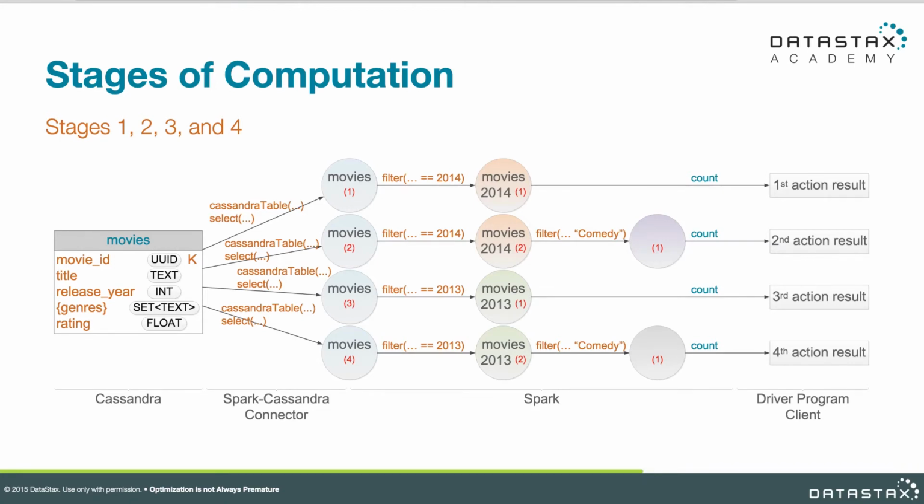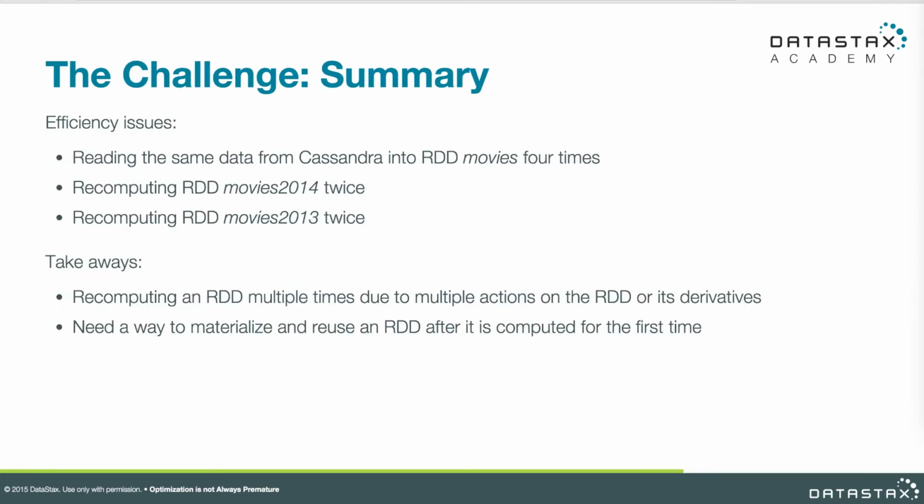That's a lot of redundant work. The key takeaway here is that we're recomputing a couple of RDDs multiple times. What we need is a way to materialize those intermediate RDDs so they're available to subsequent steps in the Spark application. RDD persistence is that mechanism. This is one of the most important optimizations you can make for Spark applications that involve iterative computation.